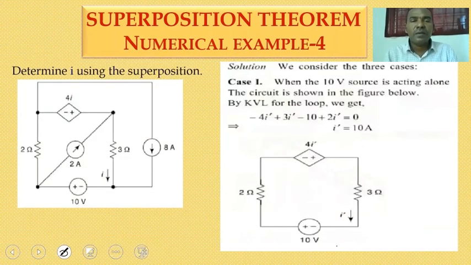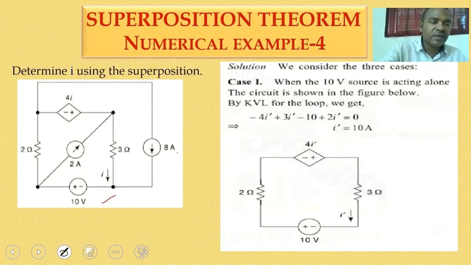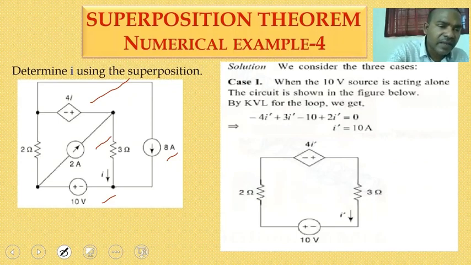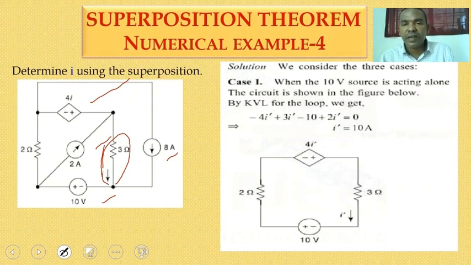So now coming to the fourth numerical example. This is a circuit given with two independent sources. One is a voltage source, another one is a current source. A 2 amperes current source is also there. And one dependent source is there, 4 into I. Here you have to determine the I value. I is the current flowing through the 3 ohm resistor.